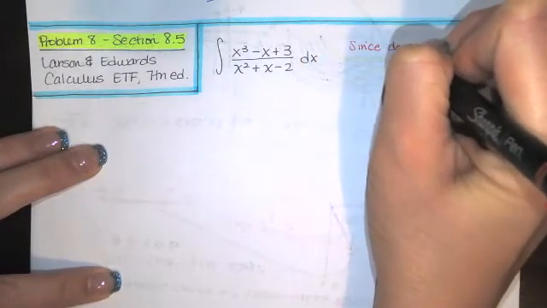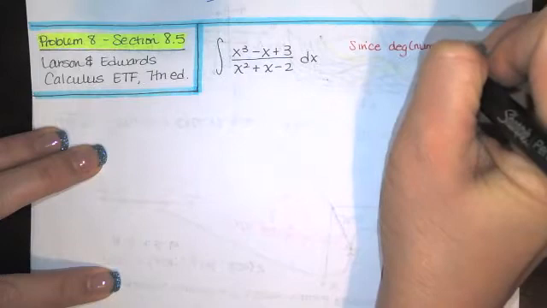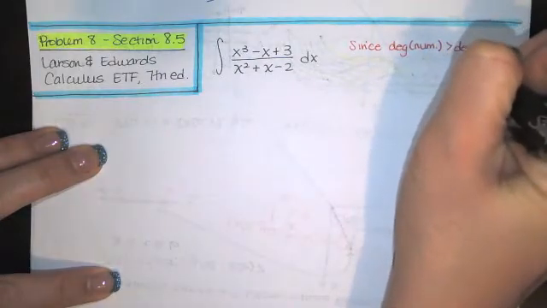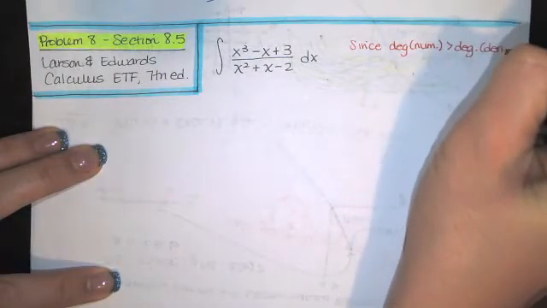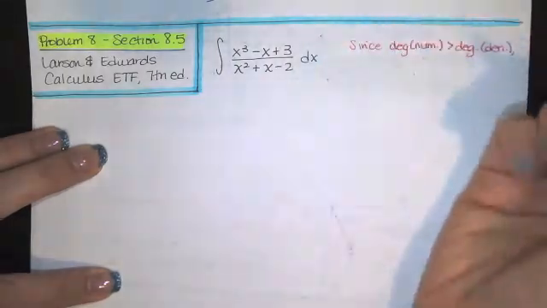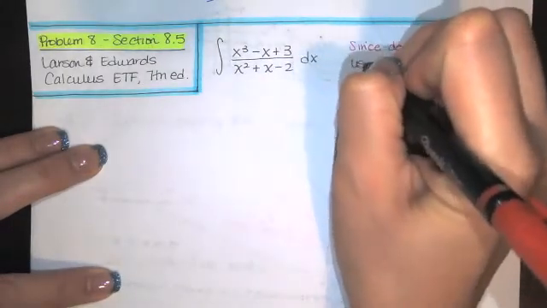Since the degree of the numerator is greater than the degree of the denominator, we start with long division.